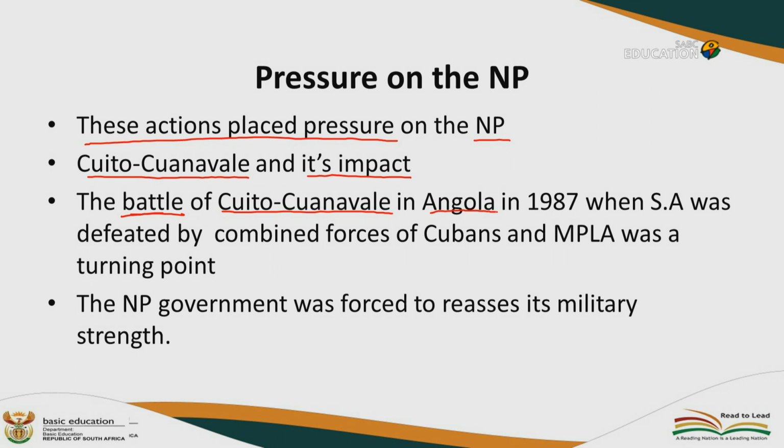It started in 1987 when South Africa was defeated by combined forces. Take note, combined forces of Cubans and MPLA. And this was a turning point within South Africa. Because what happened on that day is that as the Cubans were pushing UNITA and the South African Defense Force back into the northern part of Namibia, they realized something, that the people in the United States decided, listen here, we need to go to the UN and we need to try and sort this thing out.